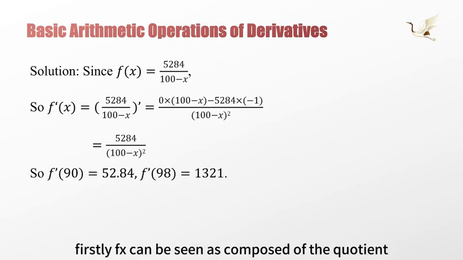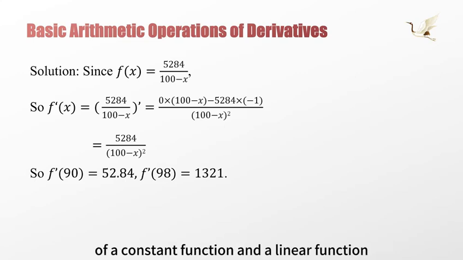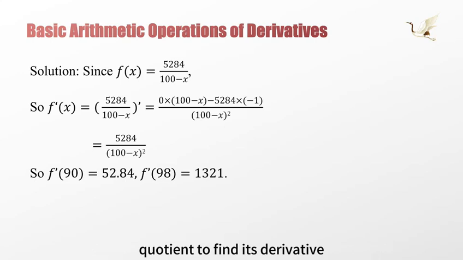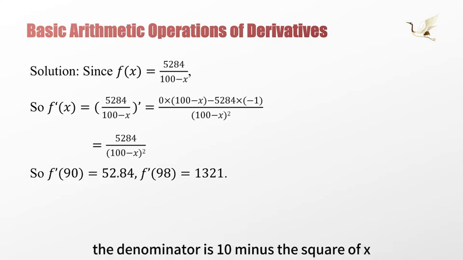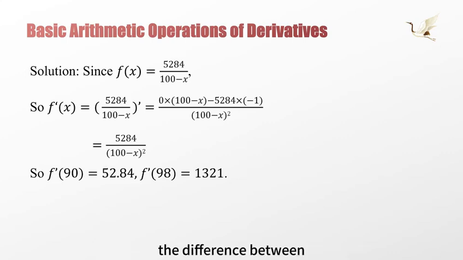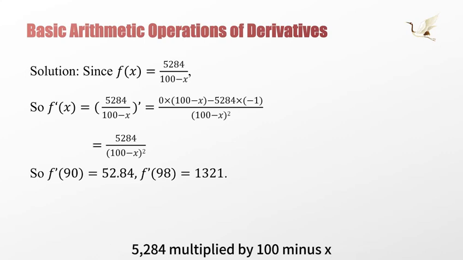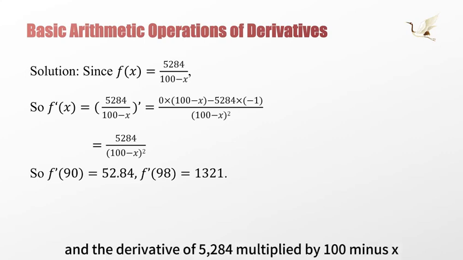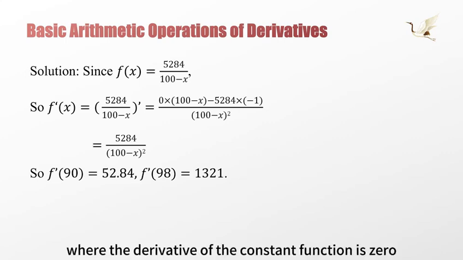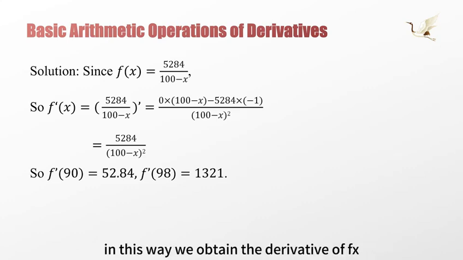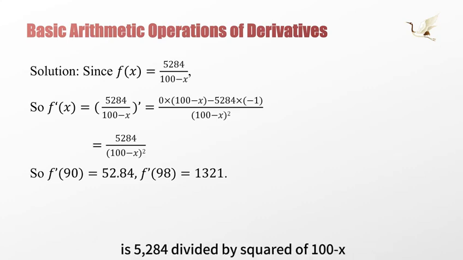Firstly, f(x) can be seen as the quotient of a constant function and a linear function. So we will use the derivative rule for the quotient of functions to find its derivative. The denominator is the square of 100 - x. The numerator is the difference between the derivative of the constant function 5284 multiplied by 100 - x and 5284 multiplied by the derivative of 100 - x, where the derivative of the constant function is 0 and the derivative of 100 - x is -1. In this way, we obtain the derivative of f(x) as 5284 divided by (100 - x) squared.